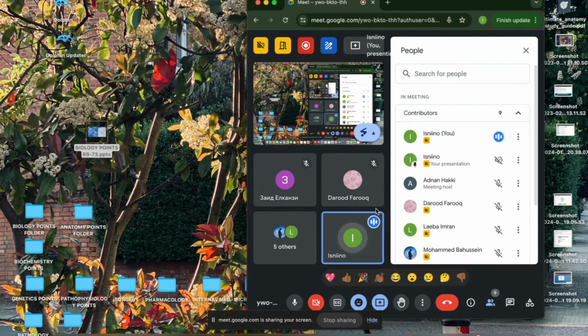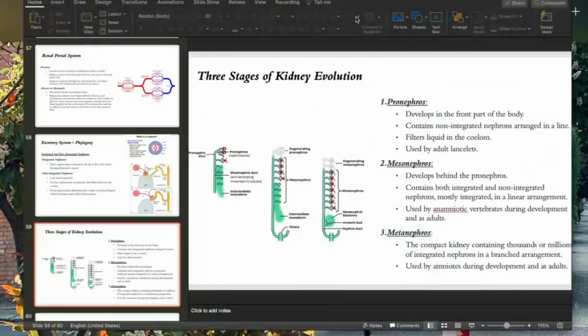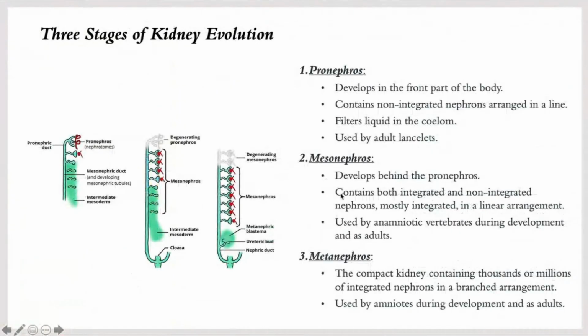So these are the reptiles and the birds. And then anamniotes are the opposite. Anamniotes are the animals which are living in water. So this would be the fish and the amphibians. So the fish and the amphibians, they developed the mesonephros, okay? Especially in their adult forms.